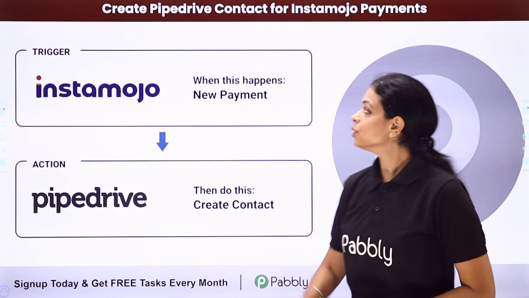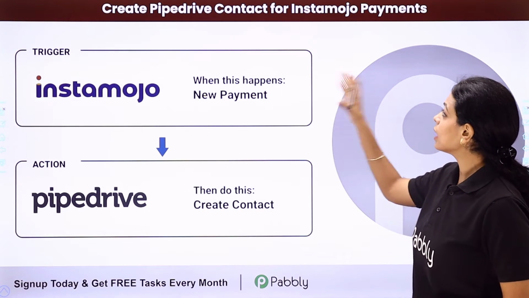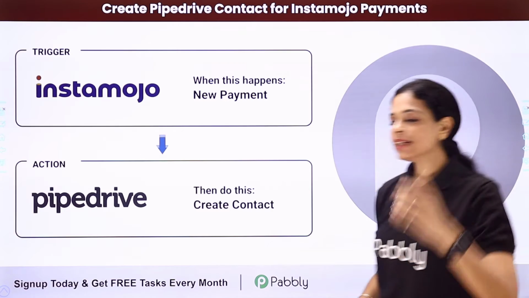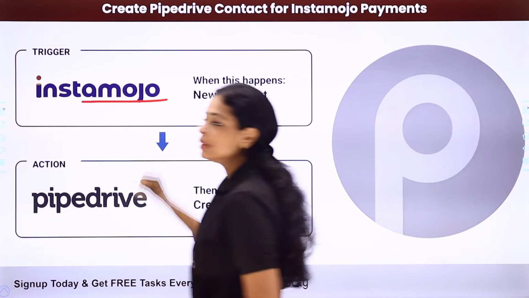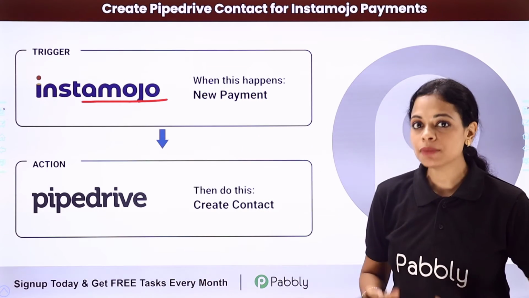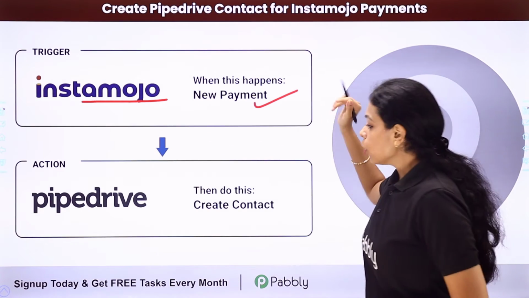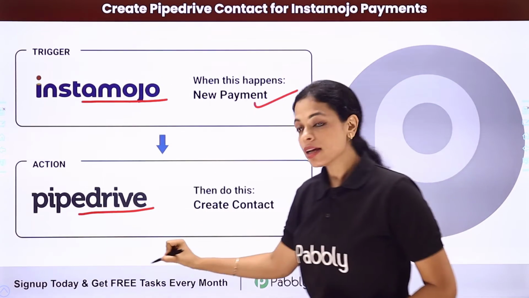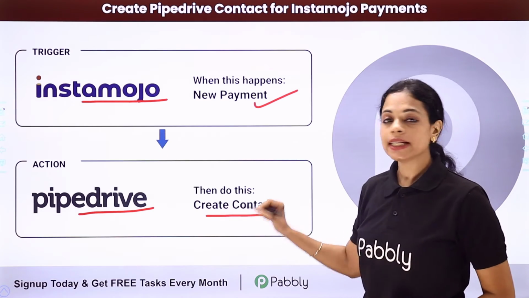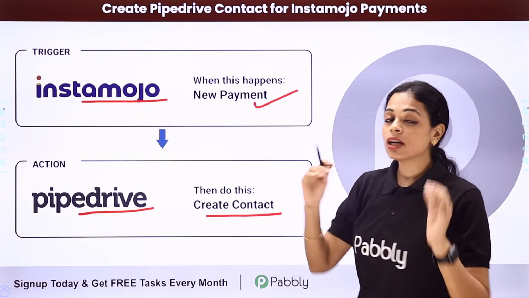In this video, we are going to see how to create a Pipedrive contact for Instamojo payments. So let's say you are using Instamojo as a payment gateway and you want that every time there is a new payment through this gateway, a contact should be created with this information on your Pipedrive, which is your CRM. Now, how can you do this?